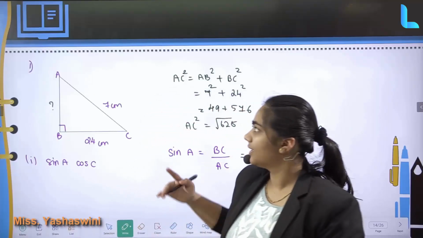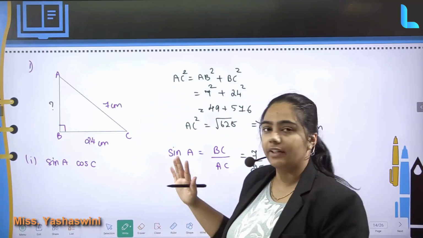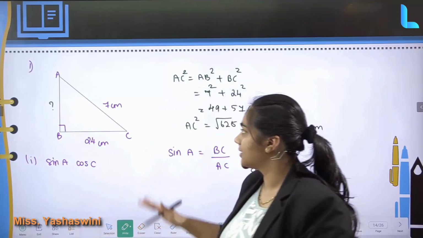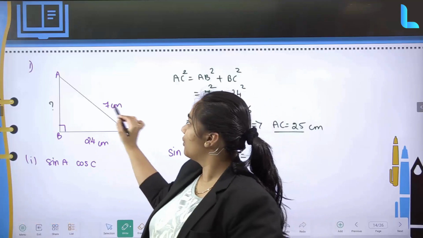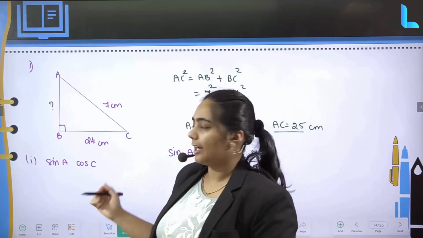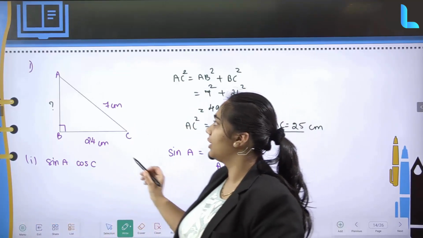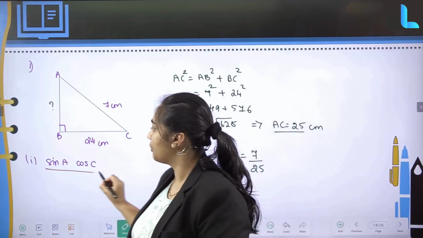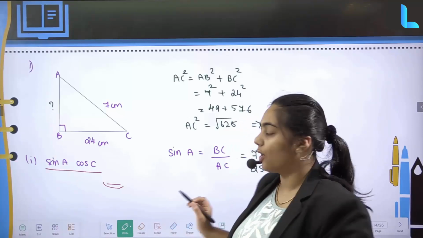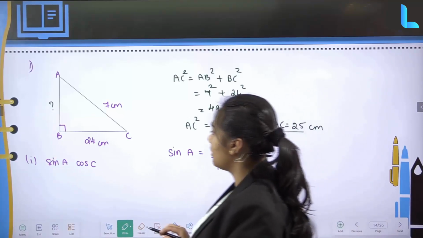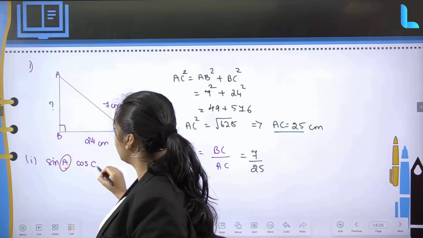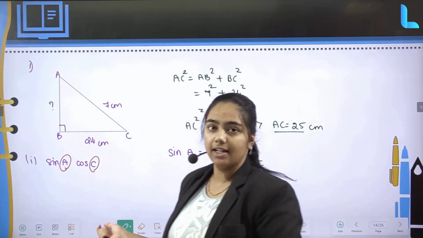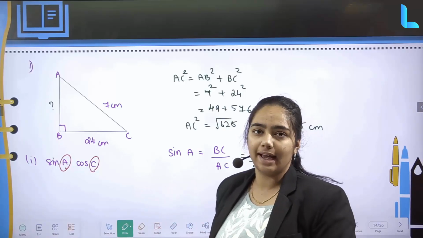Yes, students, now let's start with solving questions and answers from this particular chapter. So the first question is, given this diagram, the hypotenuse has been given and side BC has been given. You have to find out what the side AB is. Also, you have to find out what sin A into cos C is. If you observe, you just have to look at these angles: sin A is what they have asked and cos C is what they have asked.